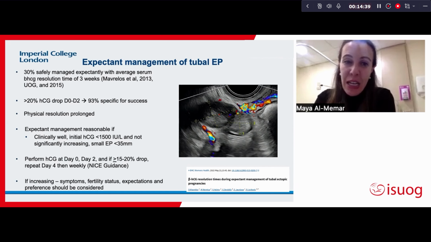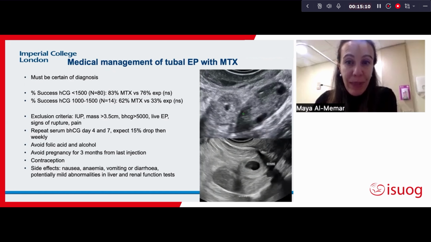ectopic mass to resolve. If there has been a drop of more than 15 to 20% over a 48-hour period, you would repeat this on day 4 and then weekly. And this is in accordance with NICE guidance that is available in the UK. If the HCG levels start to increase, or if women develop symptoms such as pain, all these factors need to be considered, and management needs to be tailored to the individual patient.